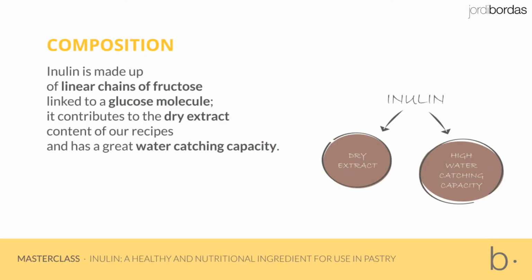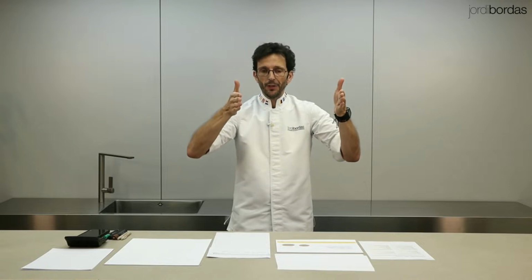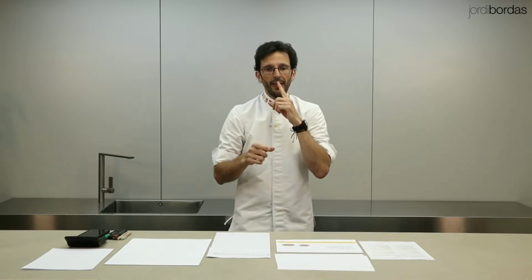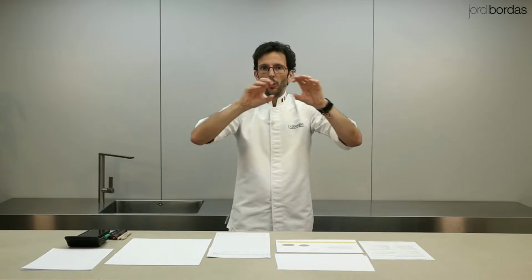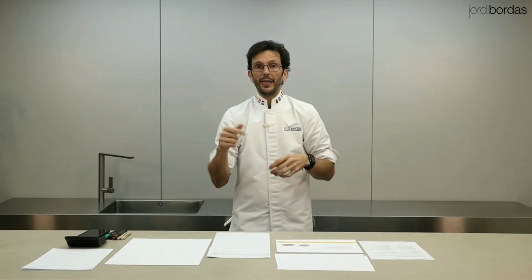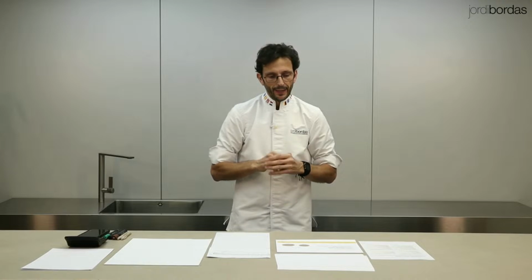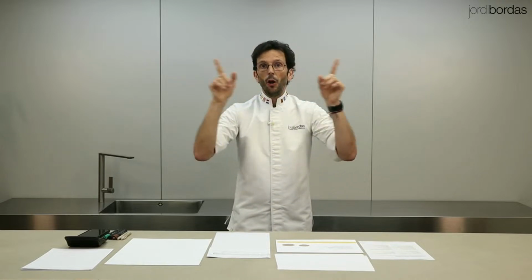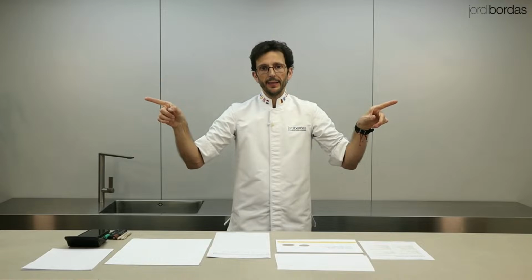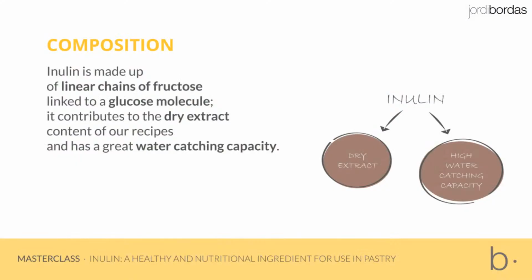Composition. Inulin is made up of a linear chain of fructose, like we saw, no? We always have first the glucose, and then many molecules of fructose. As I mentioned, this can be one glucose and two fructose molecules, which means we will have 3 molecules. And then we can find up to 60 molecules in one long chain. This will be, for example, inulin HP, which we are going to explain later. The longer the chains are, the more water catchment capacity they have. No?